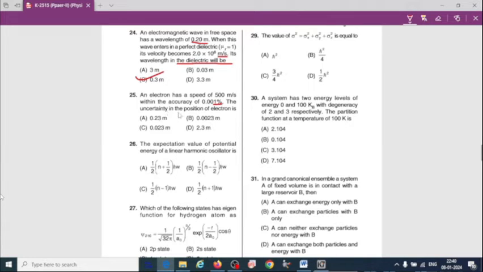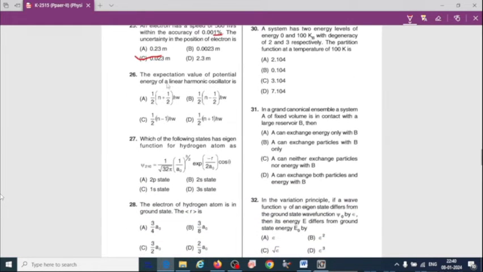An electron has a speed of 500 meters per second within the accuracy of 0.001%. The uncertainty in the position of the electron is, according to the uncertainty principle, option C, 0.023 meter. The expectation value of potential energy of a linear harmonic oscillator is option A, half into n plus half h cross omega.